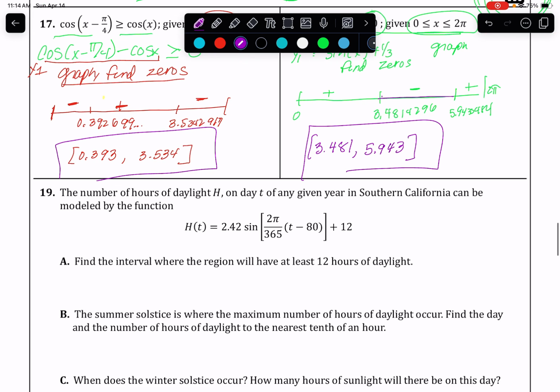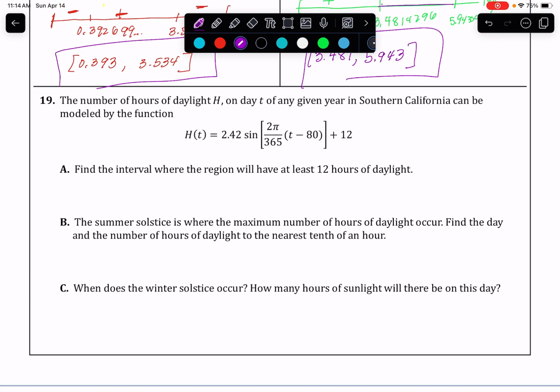All right, and lastly, let's look at number 19. We have a function given, h of t, where the number of hours of daylight, on any day t of the given year. So they're using 365 days for the year. In Southern California, can be modeled by this function. Okay. It says find the interval where the region will have at least 12 hours of daylight. So that means if h of t is the hours of daylight, then h of t has to be greater than or equal to 12.